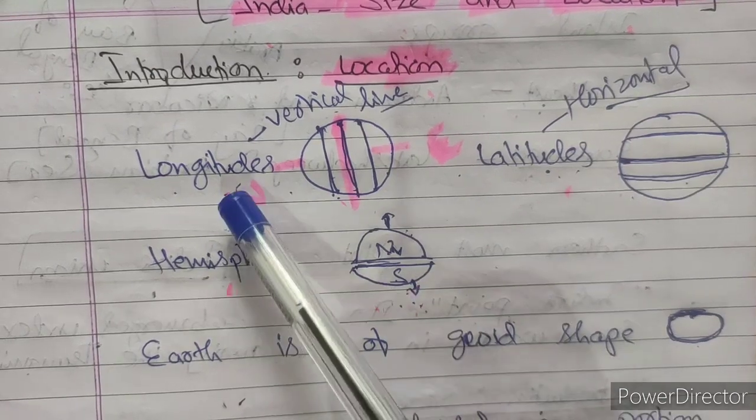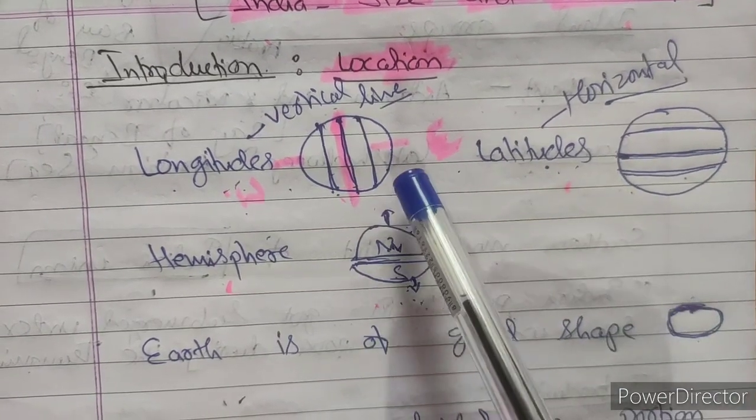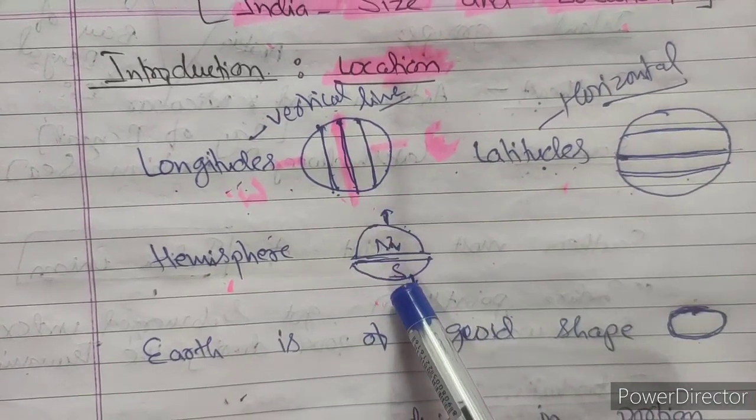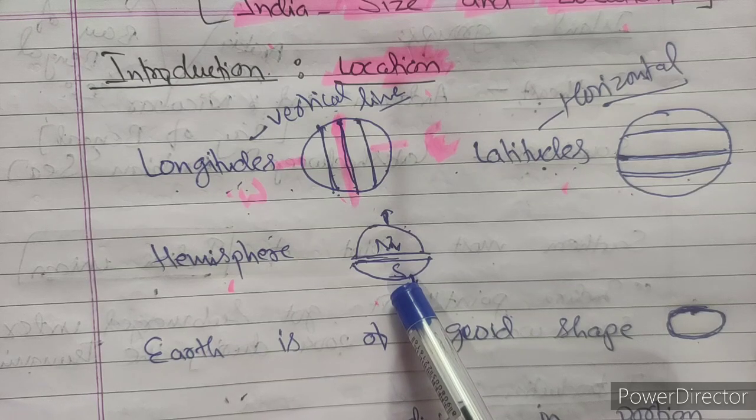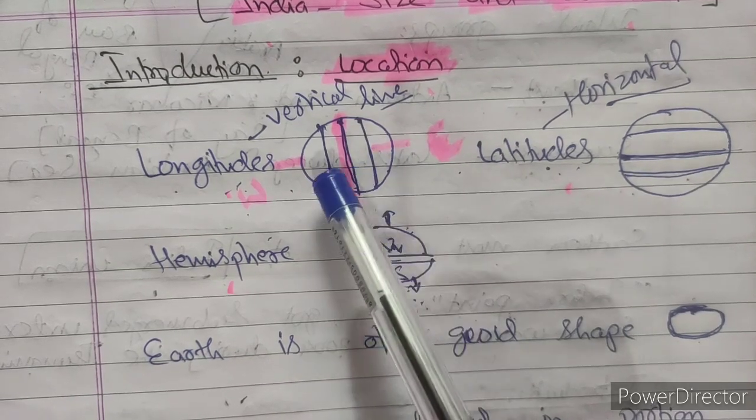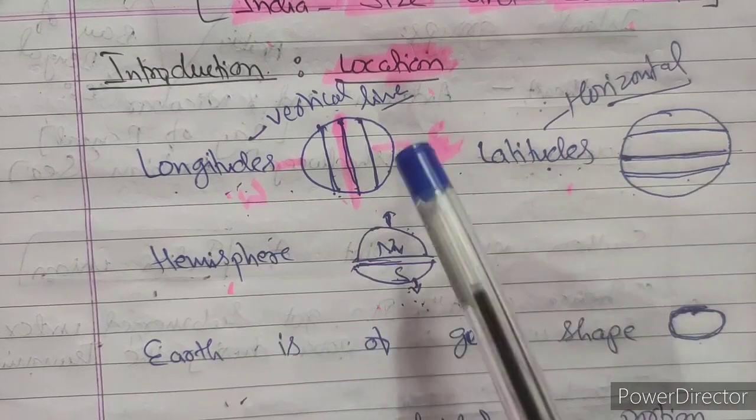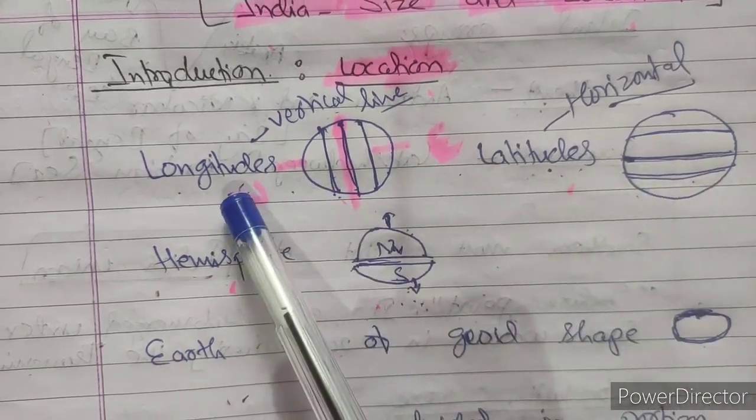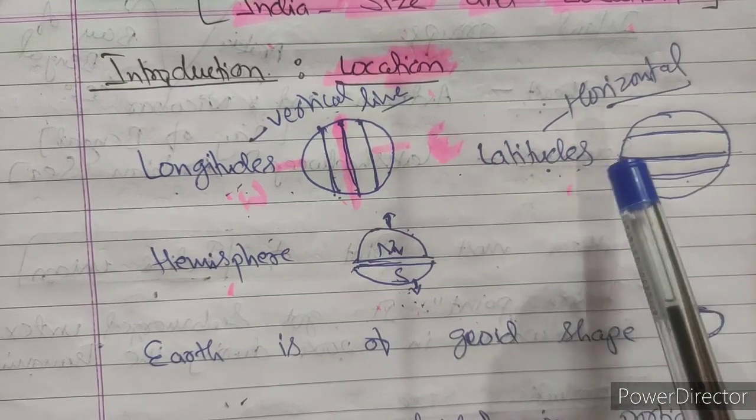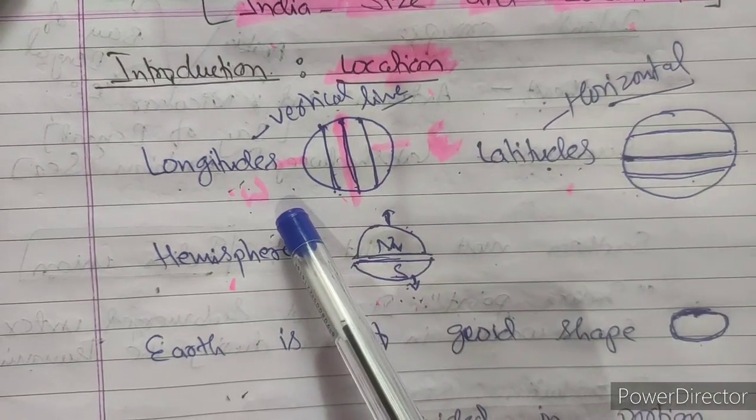Now let us see the longitude and latitude. In order to know the position of a particular country in the whole world or on a map, you are supposed to divide the map or the world into some longitudes and latitudes. These are imaginary lines. Longitude and latitude are imaginary lines. Now let us first see longitude.